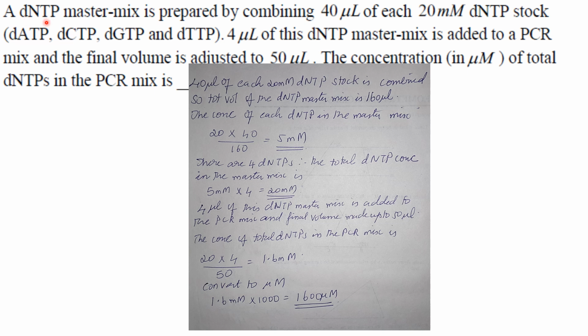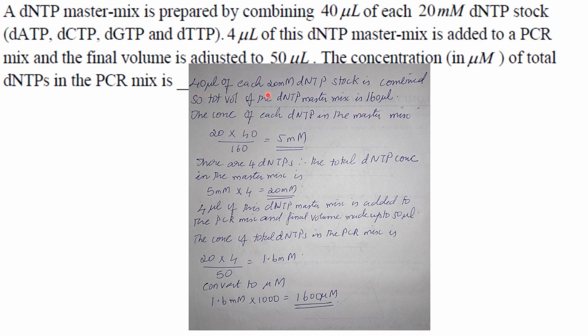Then next one. A dNTP master mix is prepared by combining 40 microliter each of 20 millimolar dNTP stock, that is dATP, dCTP, dGTP, dTTP. Then from this master mix 4 microliter is taken and added to PCR mix, and the final volume is made up to 50 microliter. Now the concentration of total dNTPs in the PCR mix you have to calculate.